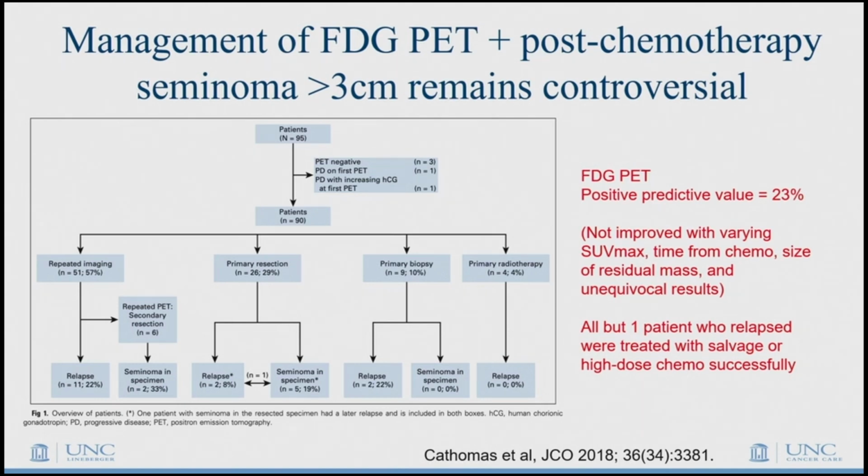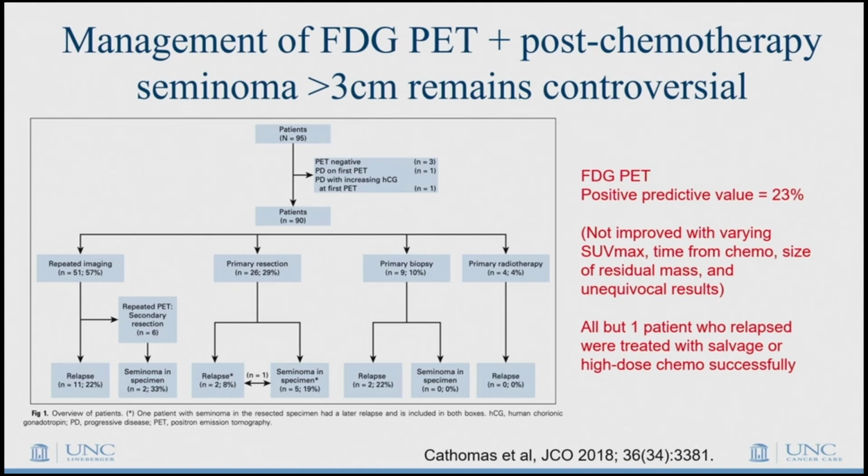If you add up all the numbers on this chart and look at what the actual positive predictive value was for a positive PET in this patient population, it comes out to 23%, right? And so you would be doing surgery on nearly 80% of patients with a very morbid surgery who weren't going to end up relapsing.